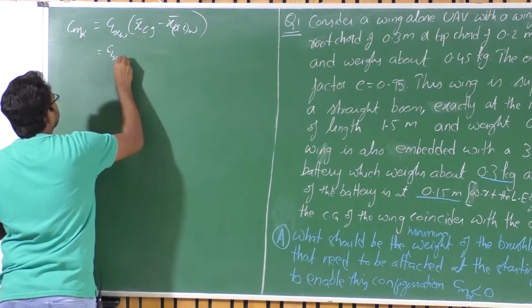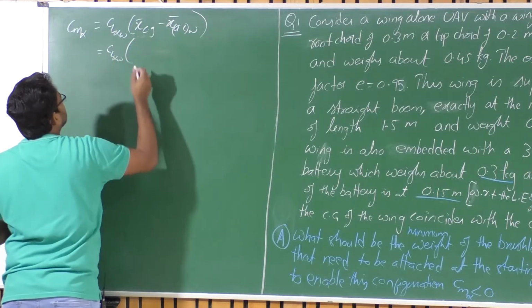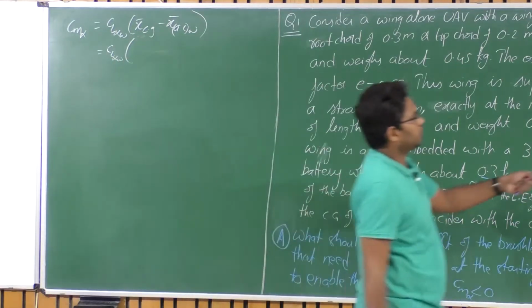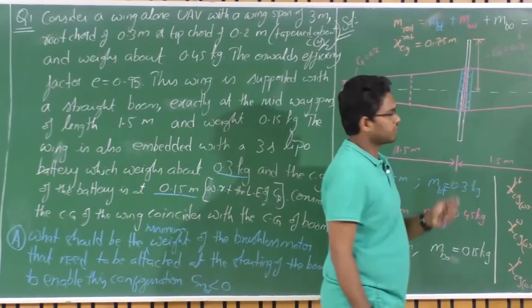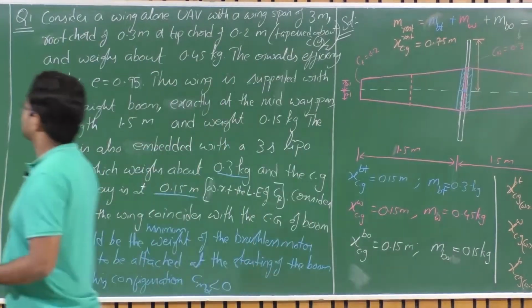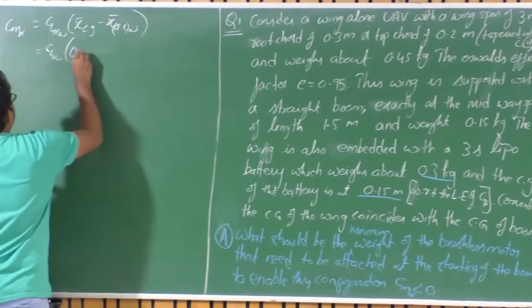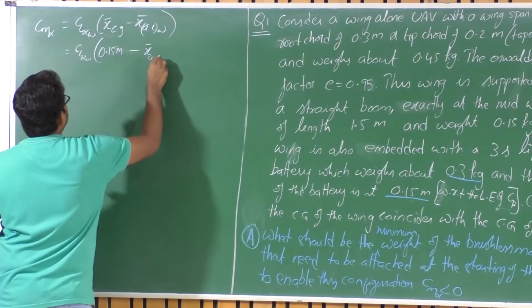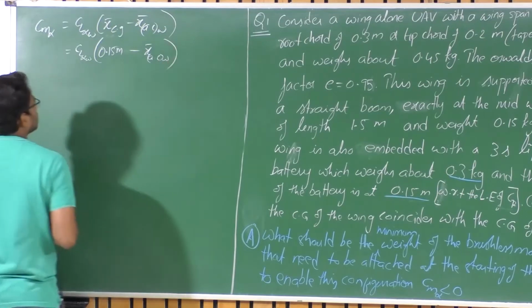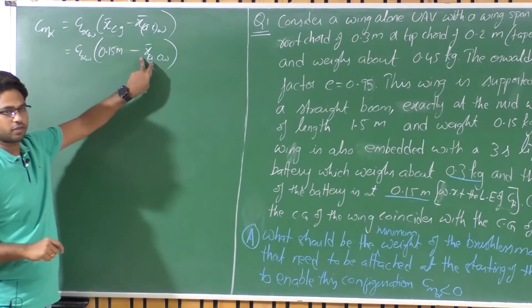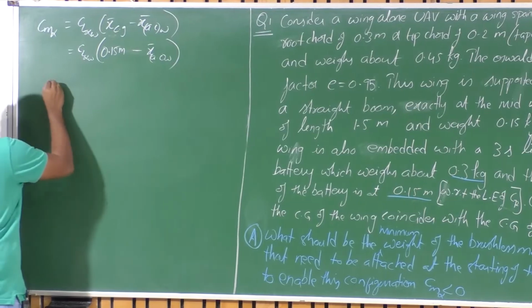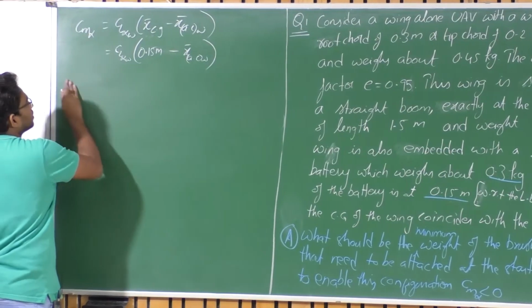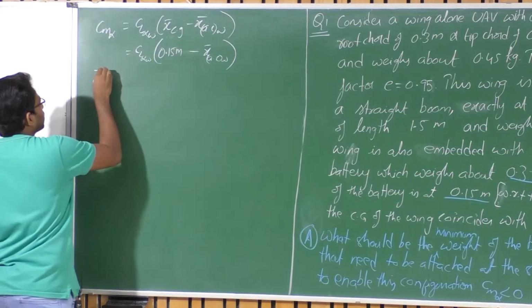With respect to the leading edge of the root chord, it is about 0.15 meters. Am I correct? So this is 0.15 meters minus x bar AC of wing. So I need to find out what x bar AC of wing is. How can I find it? First, I'll find out what C bar is.